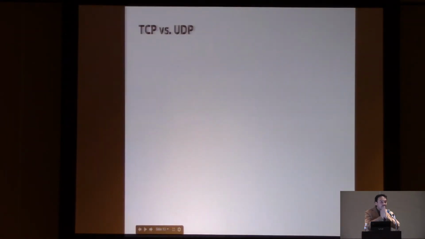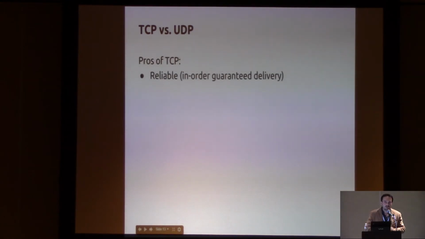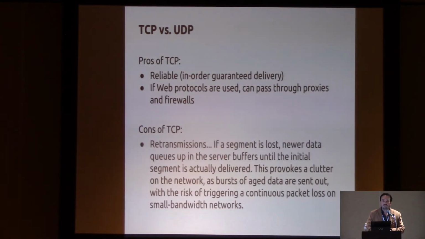One of the big debates in the gaming world, as you probably know, is TCP versus UDP. But we are in the HTML5 realm, so TCP is the way to go, apart from WebRTC, which is still early and focused on client-to-client peer connections, not typical game server connections to the clients. So what are the pros of TCP? TCP is reliable. It guarantees the in-order delivery of your data. And the other pro is that if you use a web protocol on top of TCP, that is HTTP or WebSocket with all the fallbacks, you can even pass through any kind of proxy and firewall.